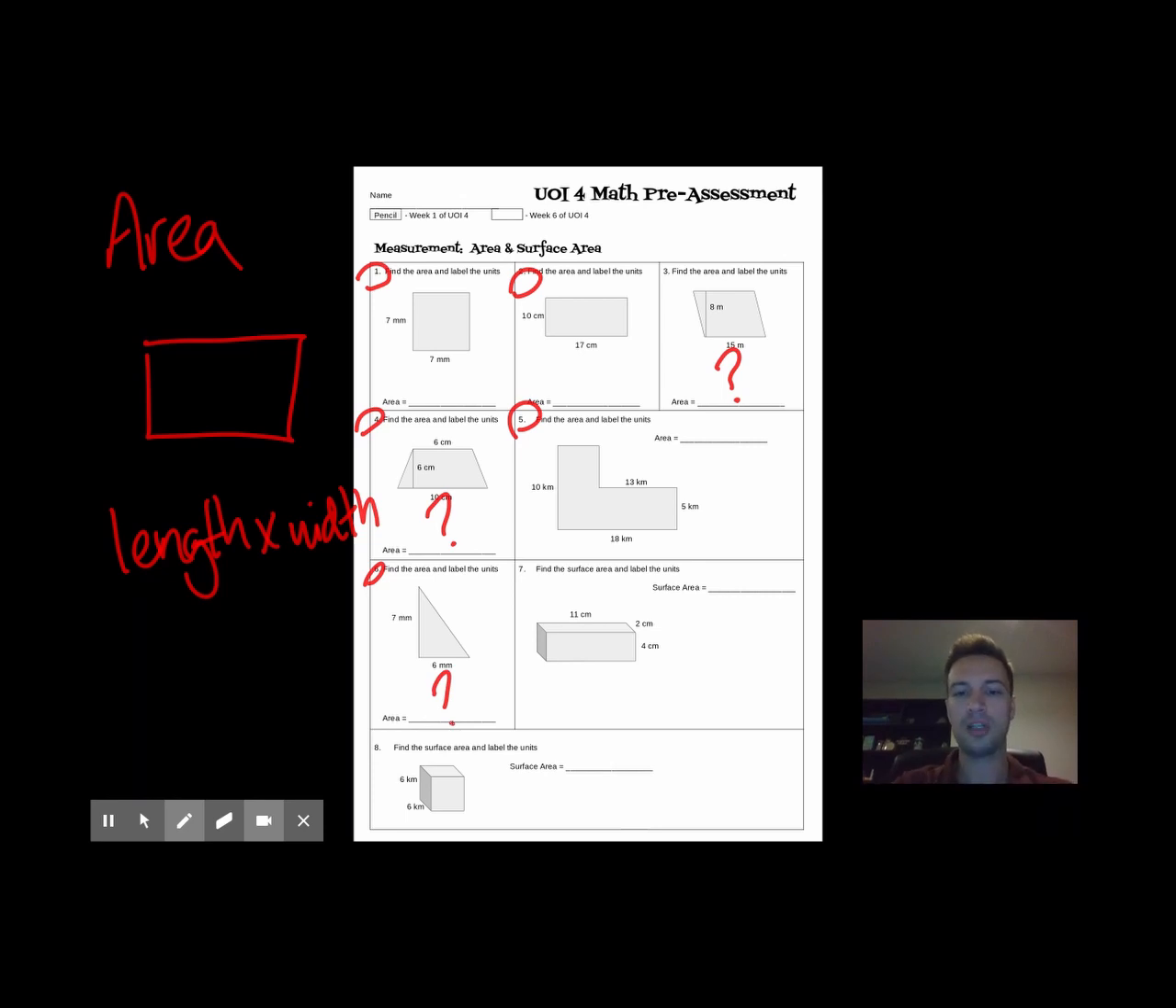7, find the surface area. That is the area of all the sides of the shape. Challenging. See if you math whizzes can handle it. 7 and 8. If not, no problem. You know what to do.